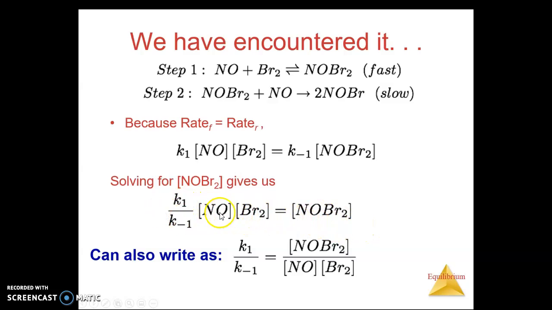If we then divide so that all the reactants and products are on one side, we divide by NO and Br2 on both sides, we end up with this ratio of forward and reverse constants equal to the concentration of the product NOBr2 divided by the concentrations of the reactants NO and Br2.